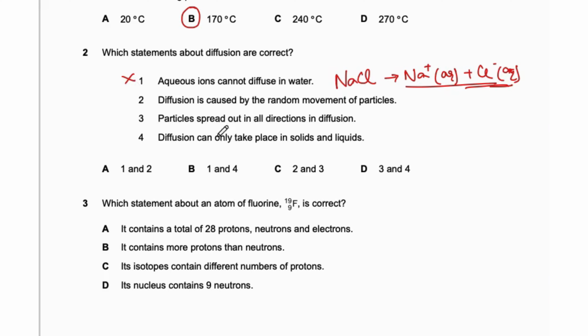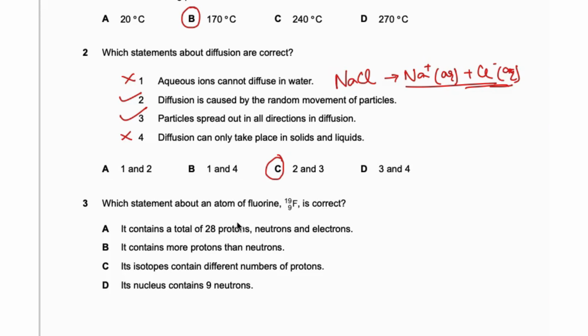So the first statement is the wrong answer. Diffusion is caused by the random movement of particles. This is right. Particles spread out in all directions in diffusion. Yes, it is right. Diffusion can only take place in solid and liquid. Diffusion does not take place in solid, so it is wrong. So 2 and 3 are right. The right answer is C.